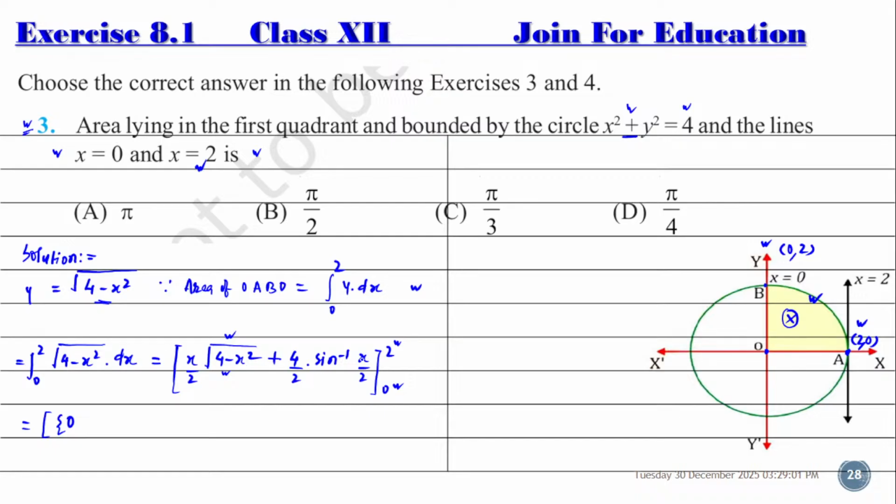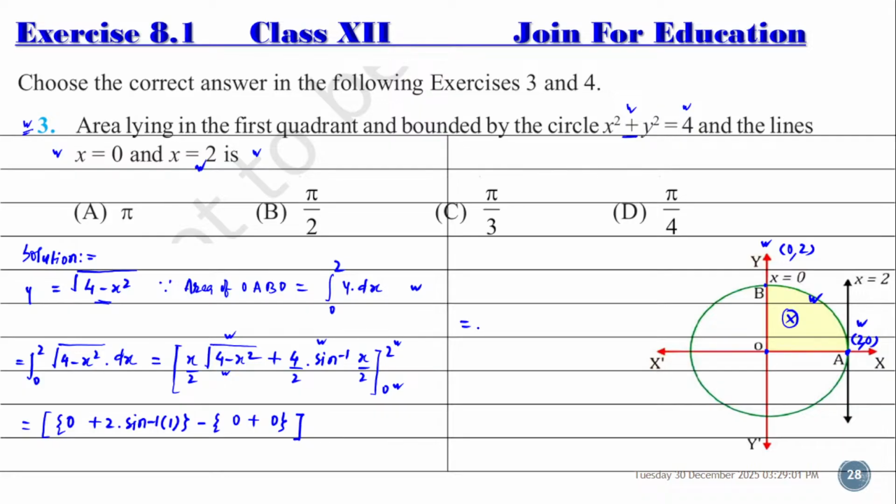We write down here 4 by 2 equals 2, and sine inverse 2 by 2 equals sine inverse 1. Now putting the value of the lower limit, this part will be 0, so we write down here 0, plus this part will be 0 by 2. The value of sine 0 is 0, so we write down here 0.